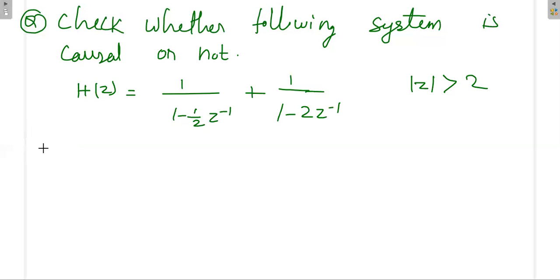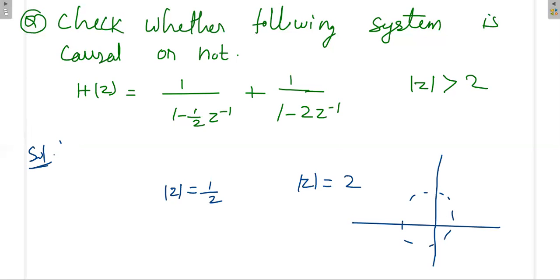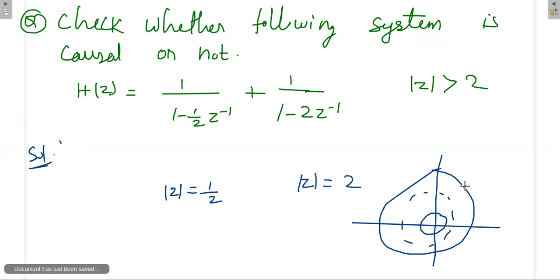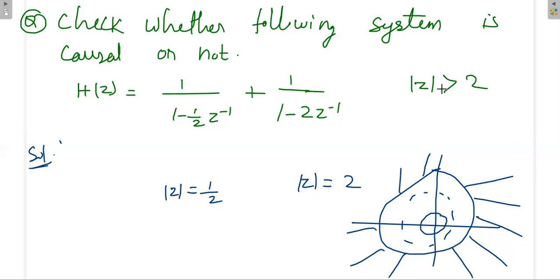Here the pole for the first term is at 1 by 2. For the second term, the pole is at 2. If you draw the circle again, this is the reference circle. Inside, one circle is at 1 by 2, that is 0.5. Again, one more circle at 2. With respect to the circle with radius 2, the ROC they given is mod z greater than 2.